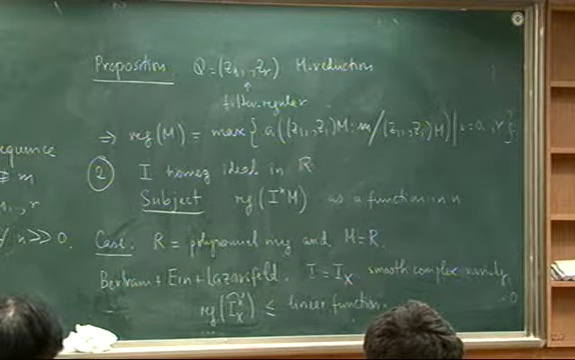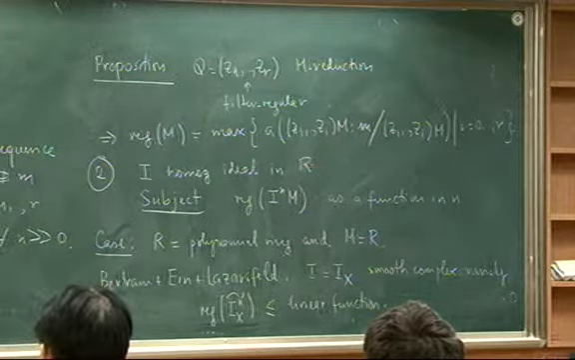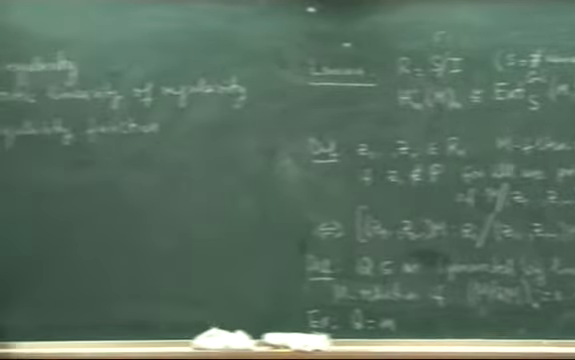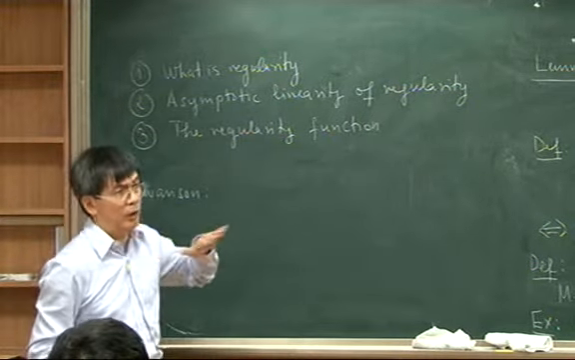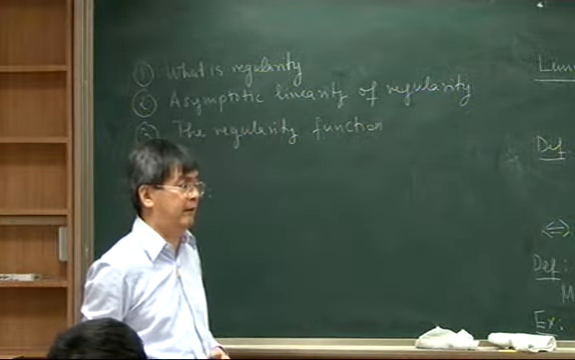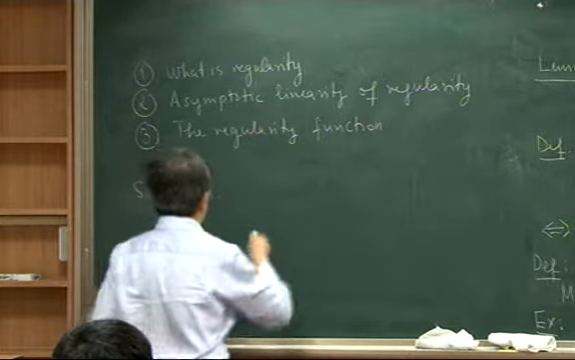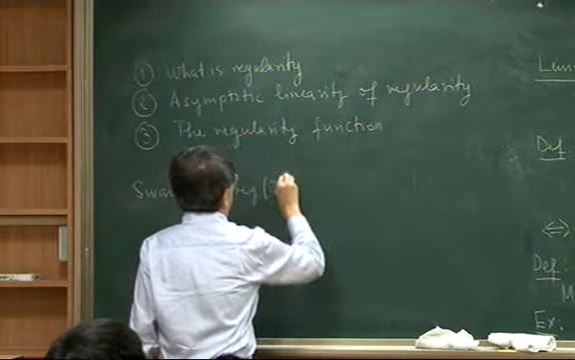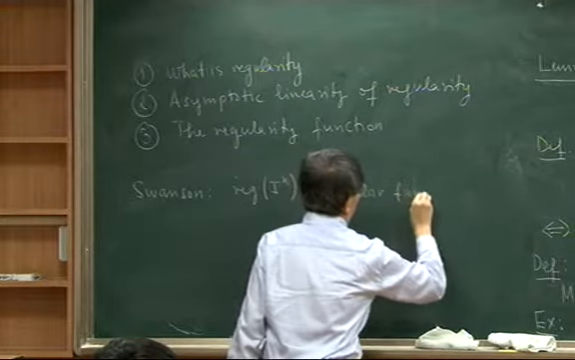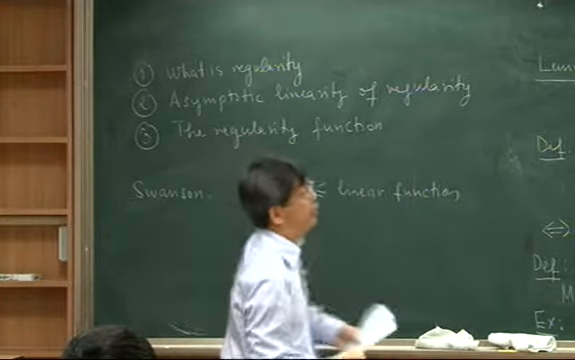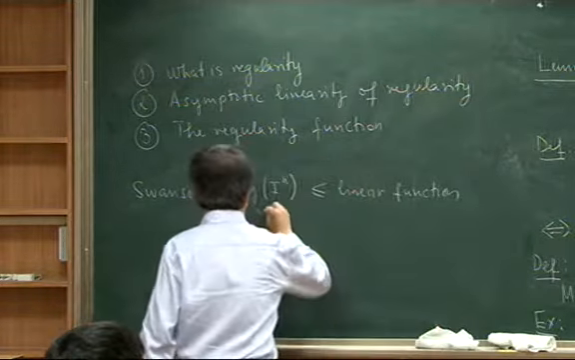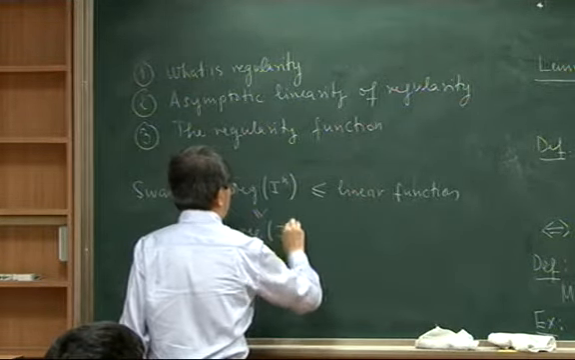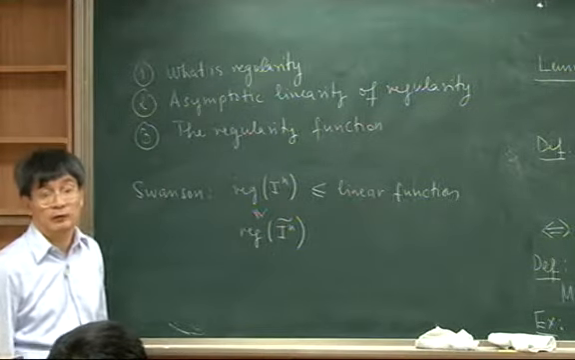And then later on, I think in 1995 or 1994, or maybe earlier, it's Swanson. When she studies the growth of the primary component of a homogeneous ideal, then as a byproduct she can prove that the regularity of I^n is bounded by a linear function. And this result is much stronger than the other one, because we know that the first one is always bigger than the regularity of the saturation.